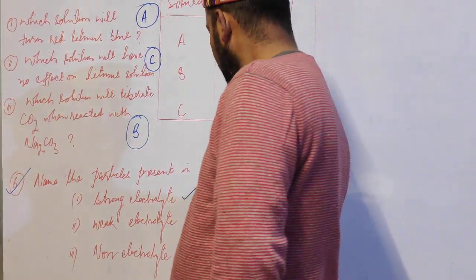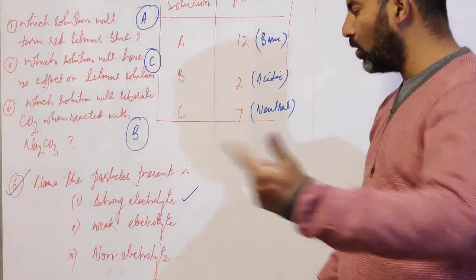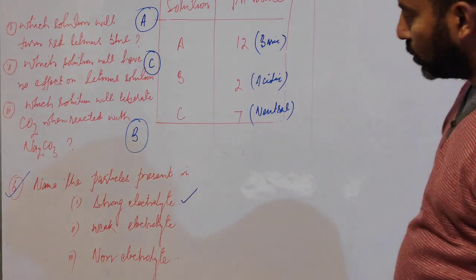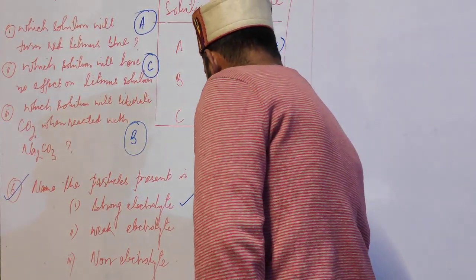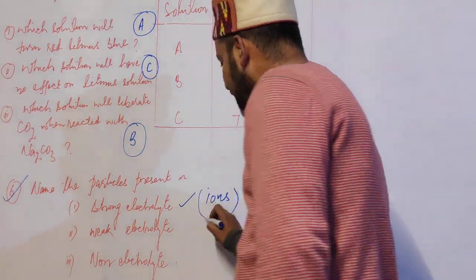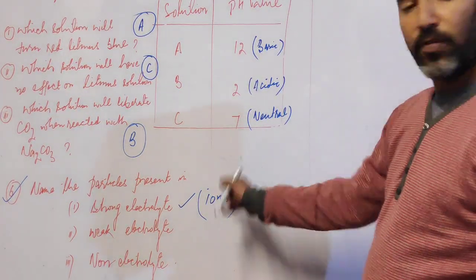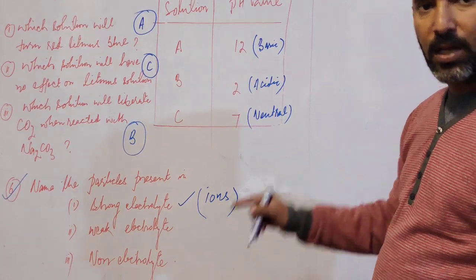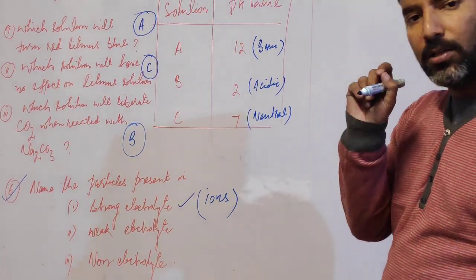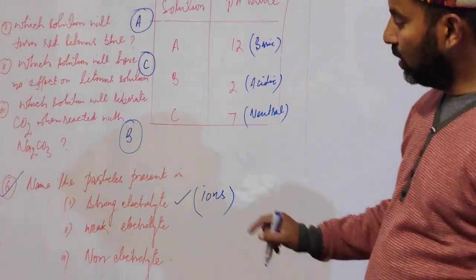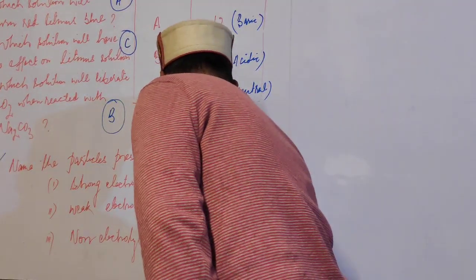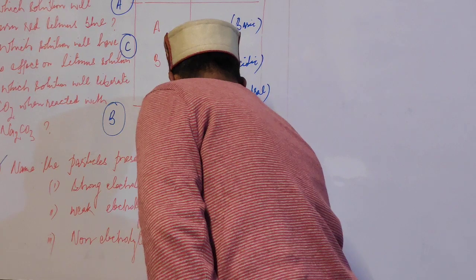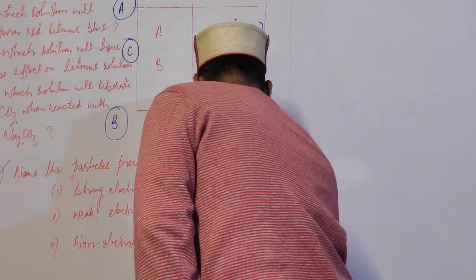Students, strong electrolytes are substances which undergo complete ionization. So the particles present in a solution of strong electrolyte are mainly ions. They are mainly ions. Weak electrolytes, students, are those substances which undergo ionization to a small extent only. That means the solution will contain ions as well as molecules. So the particles of this solution are ions and molecules.